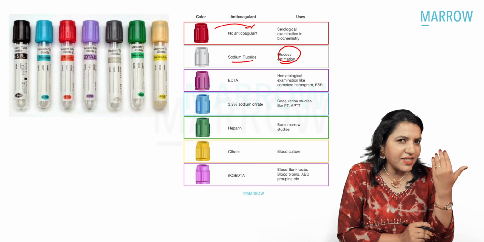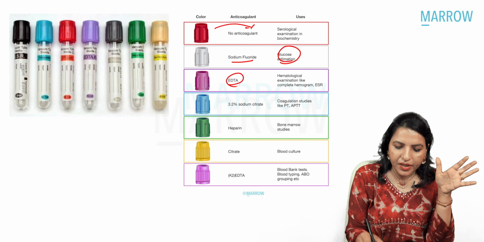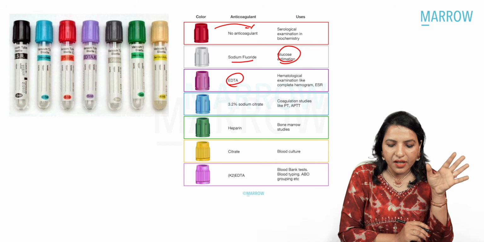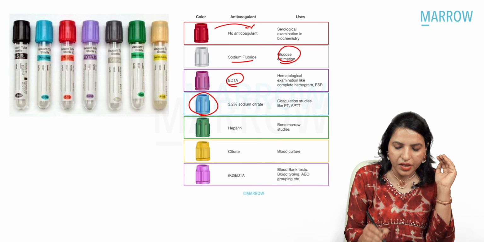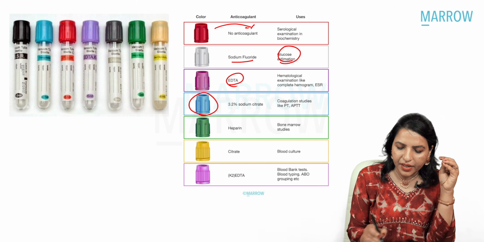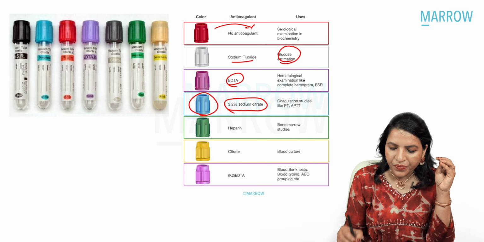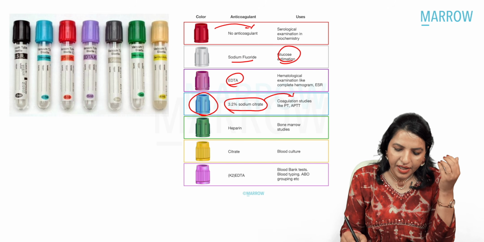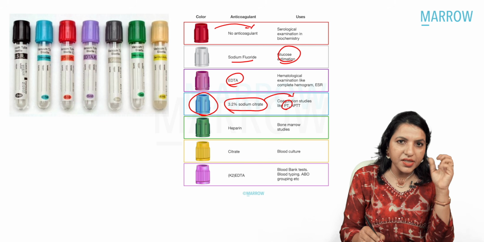Then the rest is mostly going to the pathology part. One is the EDTA mixture, especially for the hemogram, ESR, etc. This has a light pink color. Then this is the question that was asked, the light blue color. The light blue color has an anticoagulant which is 3.2% sodium citrate. This is usually used for coagulation studies like prothrombin time, APTT, etc. So this is the light blue.